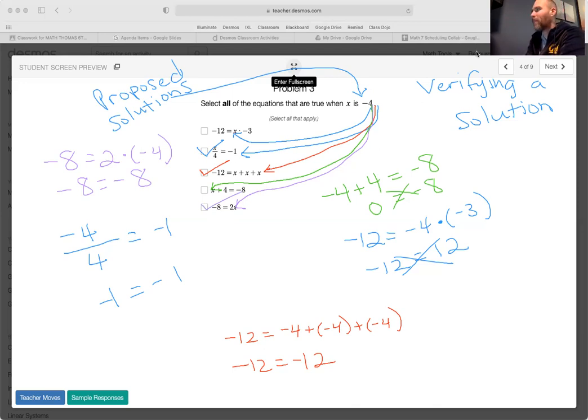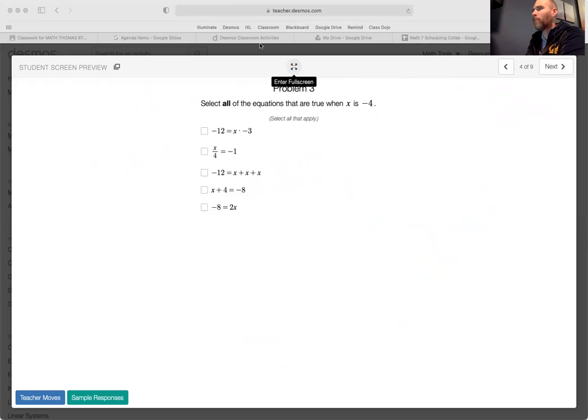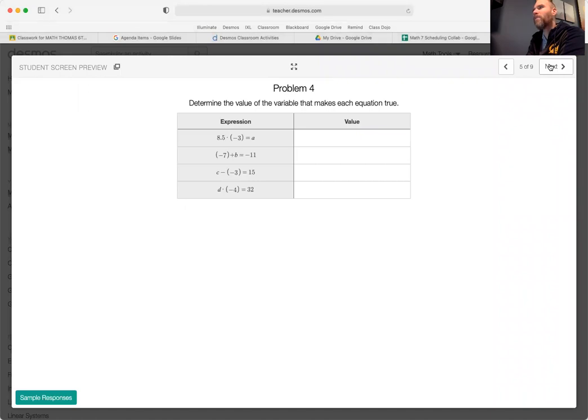All right, let's move on to the next one. Determine the value of the variable that makes each equation true. So a value for a variable that makes an equation true is exactly what you mean when you say a solution to the equation. And finding the solutions to an equation is exactly what you mean when you say solve an equation. So this is just another way of saying solve these equations.